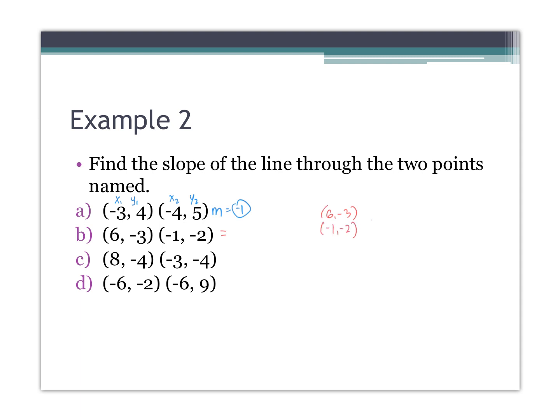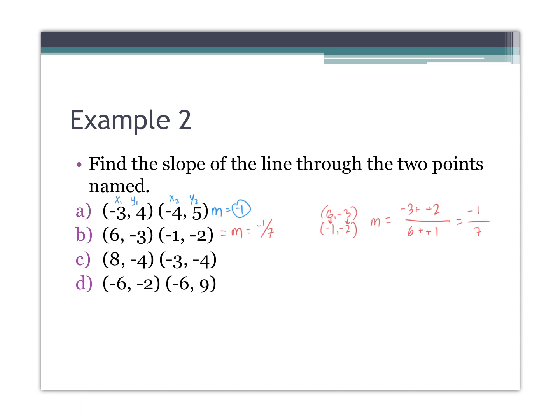And when I'm finding slope, I'm going to do my top y minus my bottom y, negative 3 minus negative 2, and my top x minus my bottom x. And so I know this is plus, plus, plus, plus, and I get minus 1 over 7. So my slope is minus 1 over positive 7, and that's a negative slope.